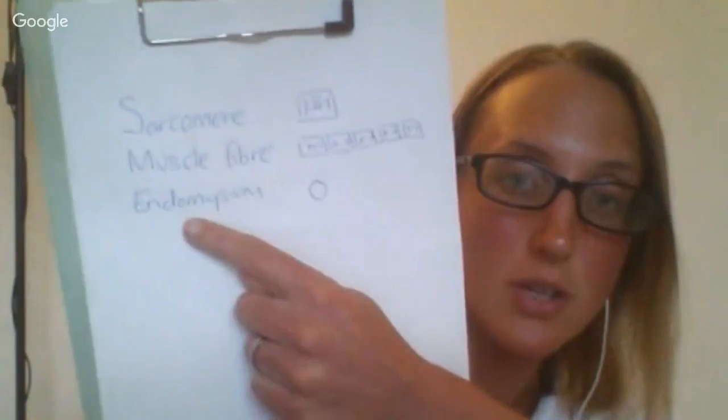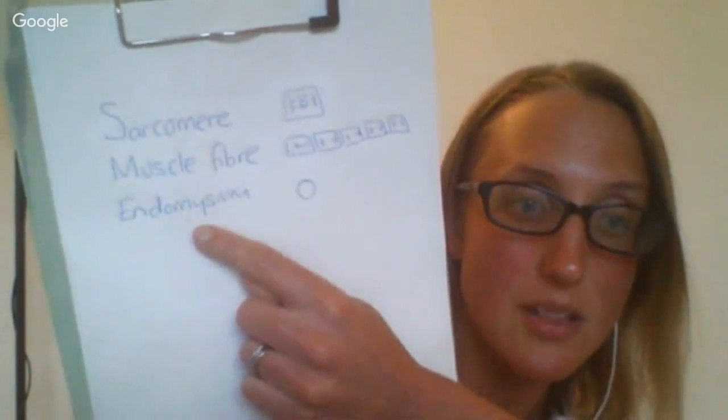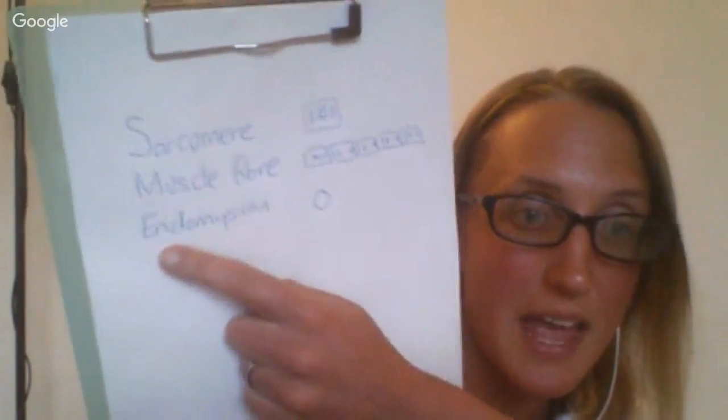Now this one is an endomysium. You're going to hear the word mysium a lot. Mysium comes from the word for muscle, which is myo. So mysium is the muscle part. And then the endo, I want you to think of it as the end of the line. It's the smallest it can get to. It's the furthest point.